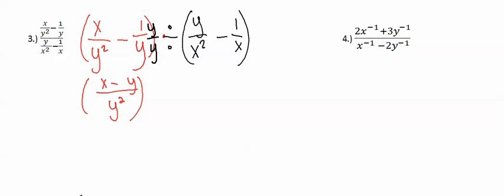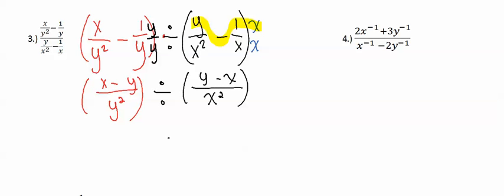We're going to do the same thing with the second part. The common denominator is x squared, so we need to multiply the second fraction by x. What that will do is also make it a common denominator, so then I can just subtract the numerators. Now I can take the second fraction and flip it and go ahead and reduce.